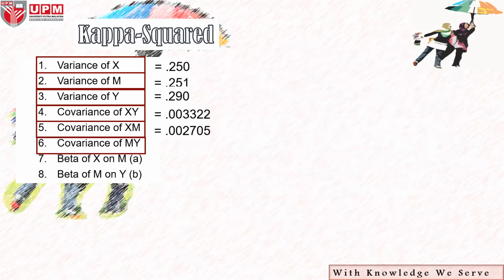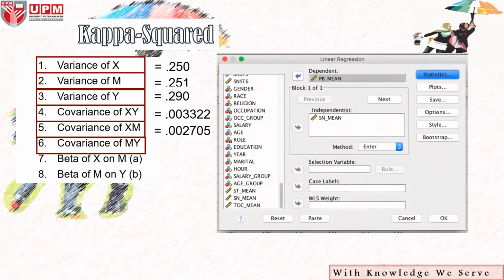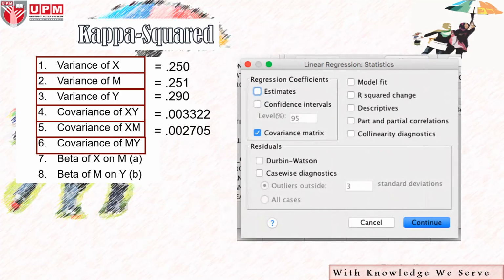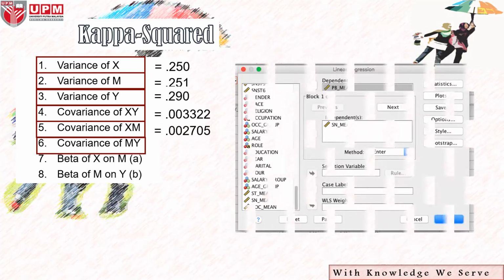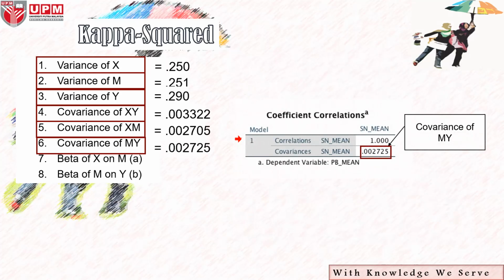Next, the covariance of M on Y, the mediator on DV. We click analyze, regression, linear. In the linear regression box, we put again our DV as PB mean and our IV as social network. The rest we remain. We want to look for the covariance and then click continue. Then click OK, and then our covariance is 0.002725.